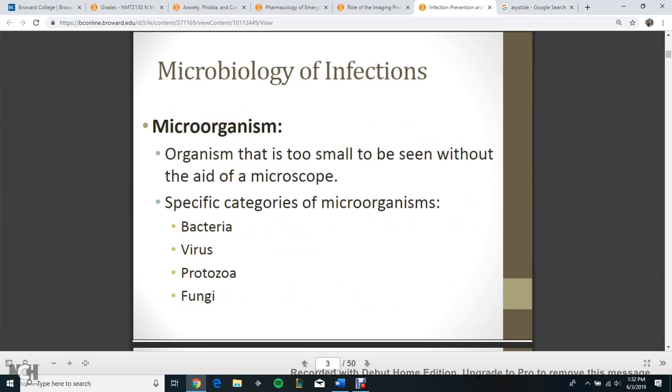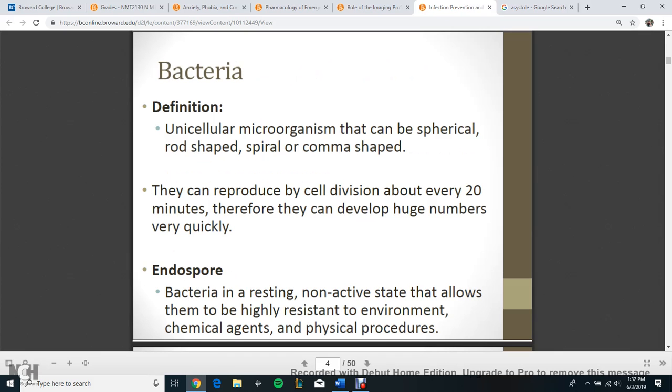Microbiology of infections. A microorganism is an organism that is too small to be seen without the aid of a microscope. Specific categories of microorganisms are bacteria, virus, protozoa, and fungi. Bacteria. The definition is a unicellular microorganism that can be spherical, rod-shaped, spiral, or comma-shaped. They can reproduce by cell division about every 20 minutes. Therefore, they can develop huge numbers very quickly.